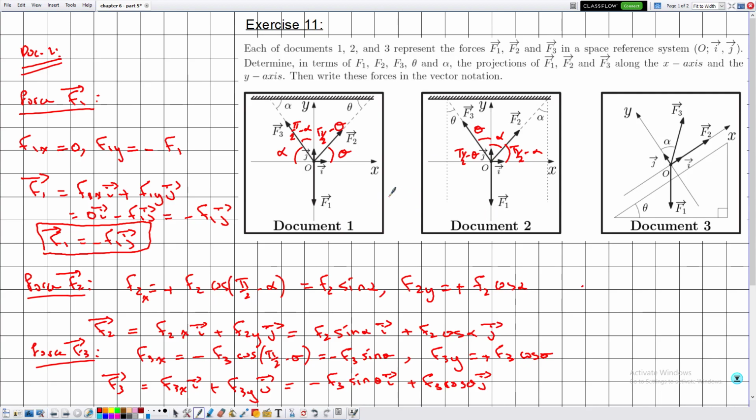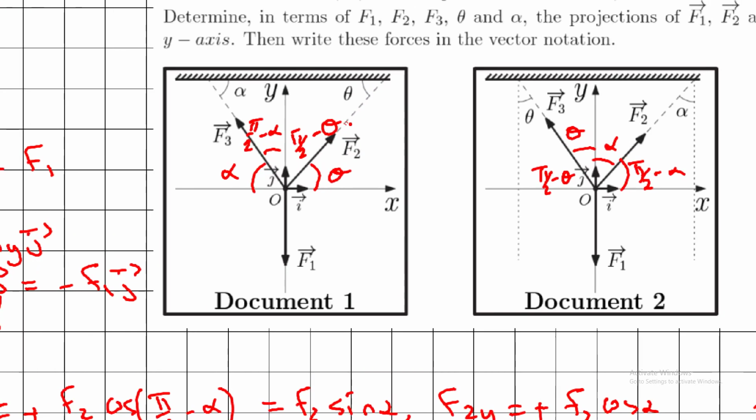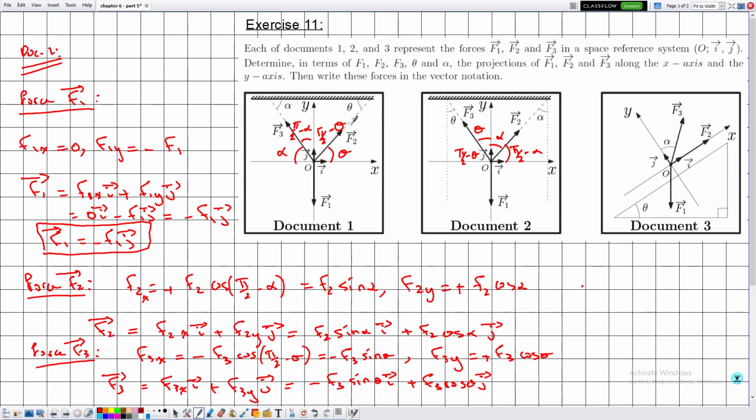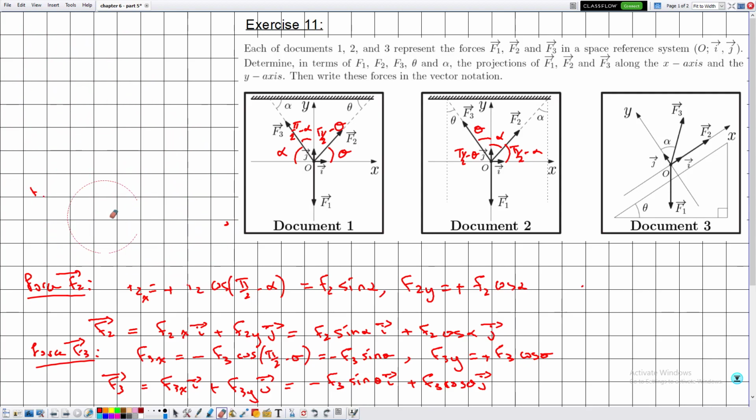So in documents 1 and 2, what do they represent in physical situations? They may represent a box attached to strings, and F2 and F3 may represent the tensions T2 and T3, in which F1 may represent the weight W. Similarly for document 2, but the definitions of the angle in each document are different.